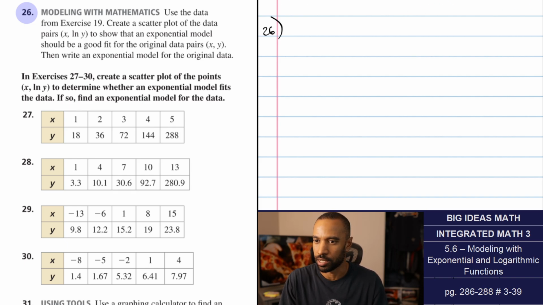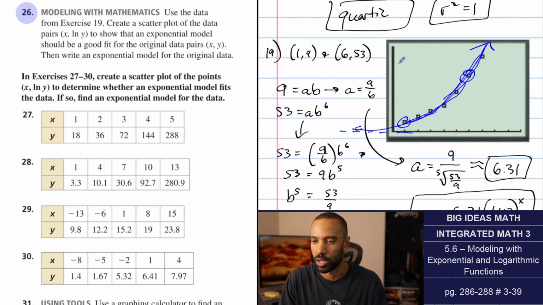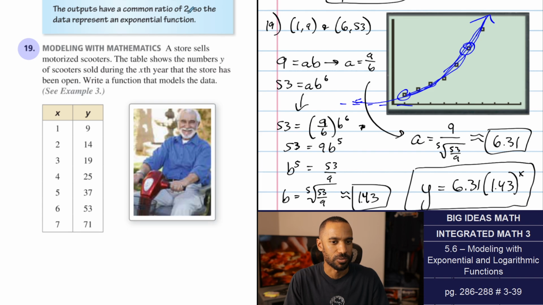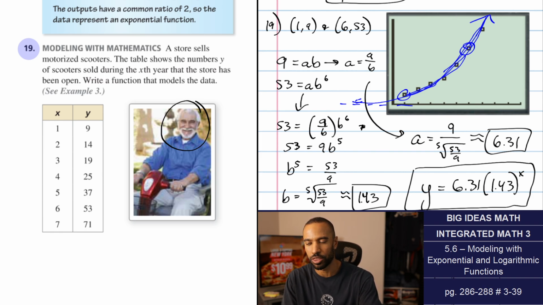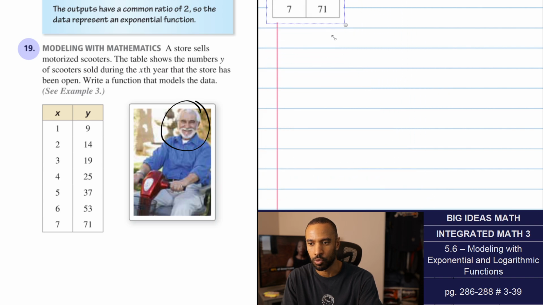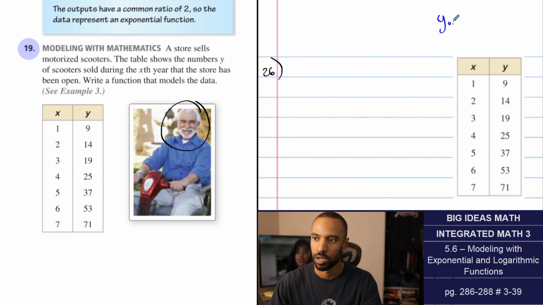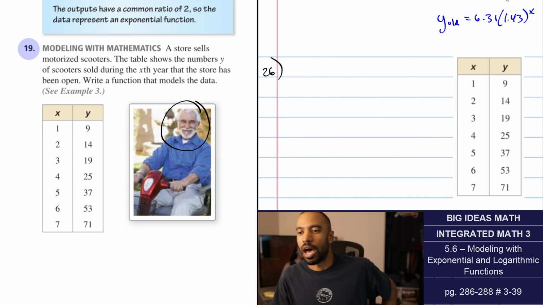So exercise 19. Oh, that was this one. Okay, so let's get the numbers out from it. That was this guy here. All right, exercise 19 is these numbers. We got to do natural log of these y values. Now, we had an equation before that was 6.31 times 1.43 to the x power. I'd love to compare what I get here with what I got then. 6.31 times 1.43 to the x power. I wrote y old. I want to see what we get next here.